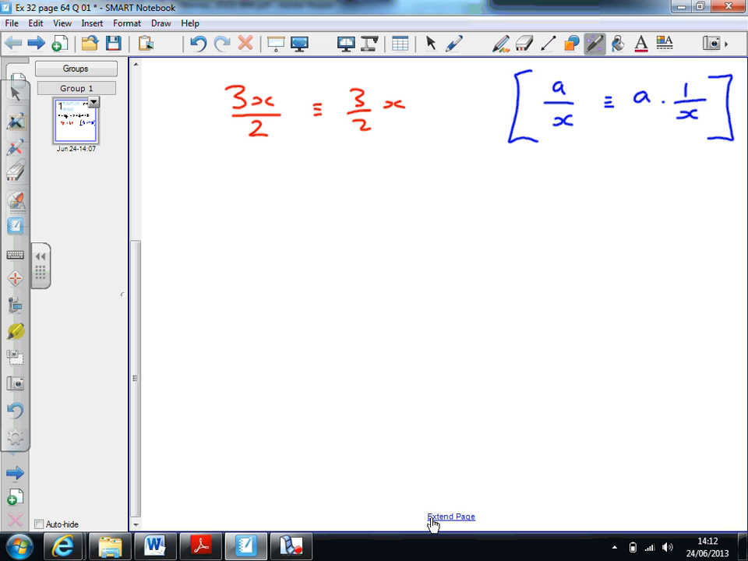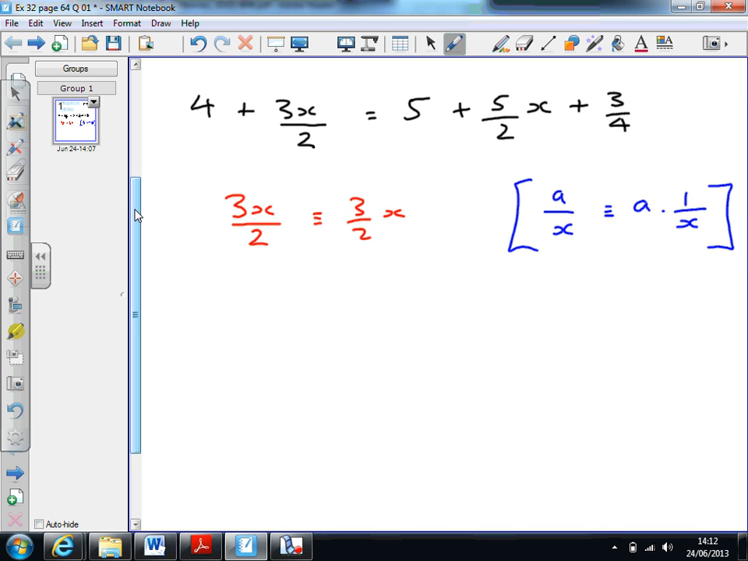I'm going to multiply both sides of this equation actually by 2. So each term has to be multiplied by 2, which would mean I'd get 8 plus 3x divided by 2 multiplied by 2, got rid of the 2, equals 2 times 5 is 10, plus, again I've got rid of the 2 there, so it's just 5x, plus 3 times 2 is 6 over 4.